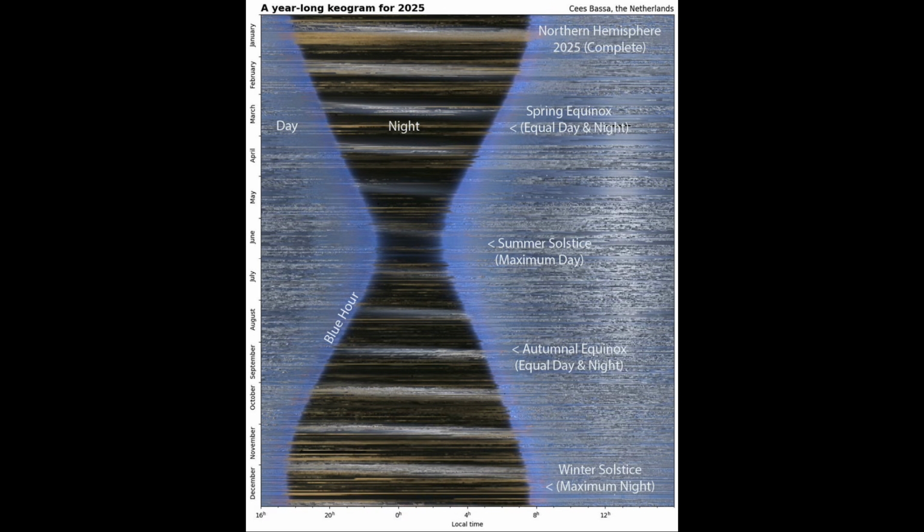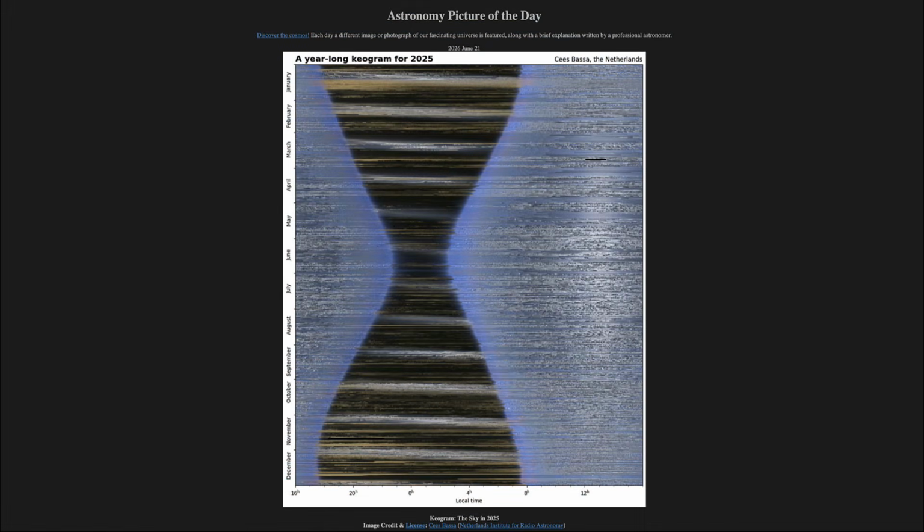So here we see a keogram for last year, for 2025, allowing us to see at a glance the entire year of the sky all in one image. So that was our picture of the day, titled Keogram, the Sky in 2025.